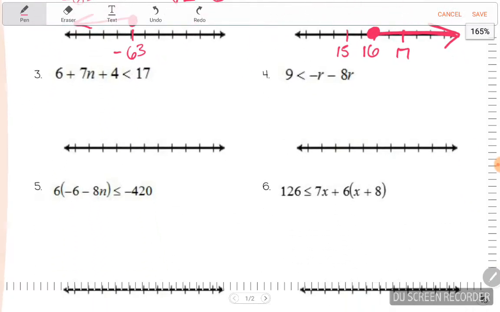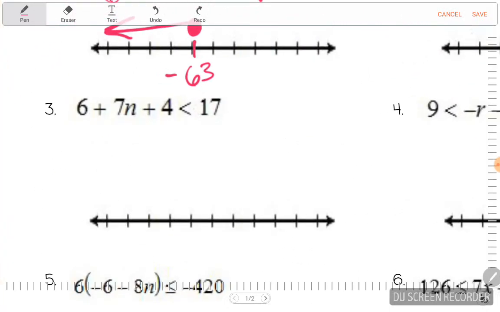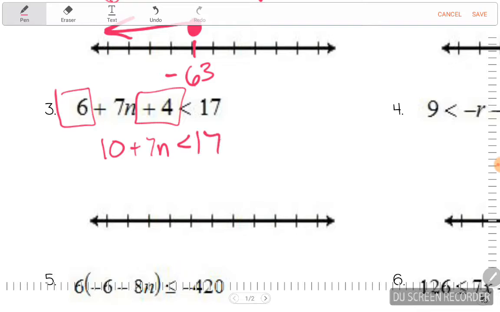Looking at number 3. Here we're going to be combining like terms to start off, because I have a positive 6 and a positive 4. Those I can combine, so I get 10 plus 7n is less than 17. N is what I'm trying to solve for, so I need to get rid of what's around it. The 7 is more attached. The 10 is easier to get rid of. To get rid of that, I need to subtract it from both sides, so those cancel. I'm left with 7n, keep our sign, less than 17 minus 10, which gives me 7.